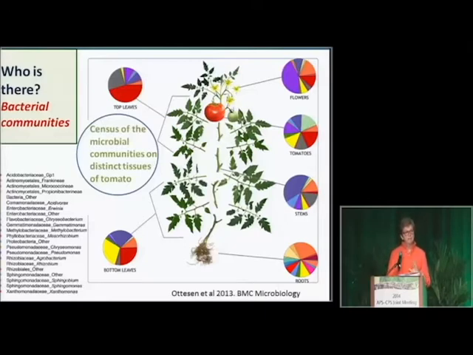And they did a very detailed analysis of different plant parts. And by just looking at the different colors of the pie charts, you can see that the microbial communities, and this is bacterial communities in this case, are very different on the top of a leaf, from the bottom of a leaf, from the fruit of the plant to the root of the plant. Very different communities that are impacted and that are impacting that plant and are influenced by that plant.